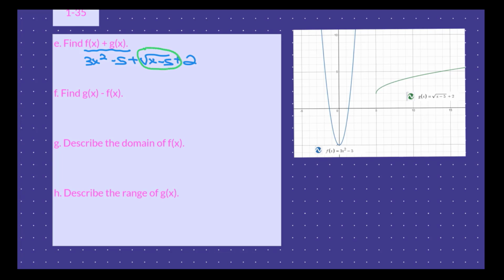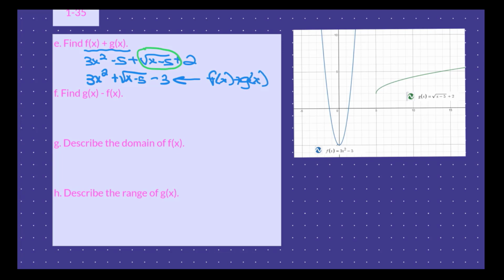There's really nothing you can do with that. So your final answer on this one is going to be 3x squared plus square root of x minus 5, and then you're combining that negative 5 and that positive 2, so it's minus 3. And that is f of x plus g of x.